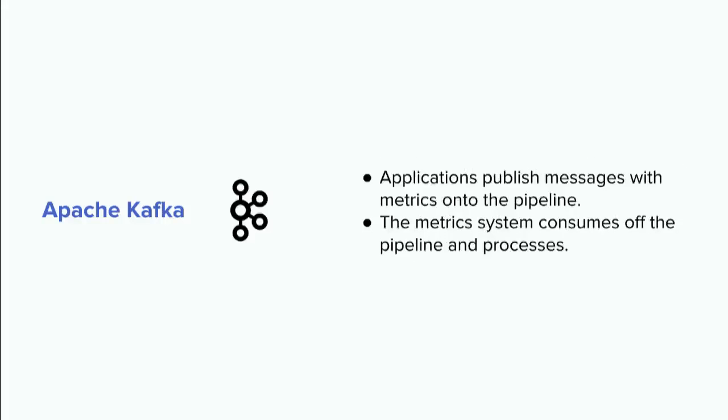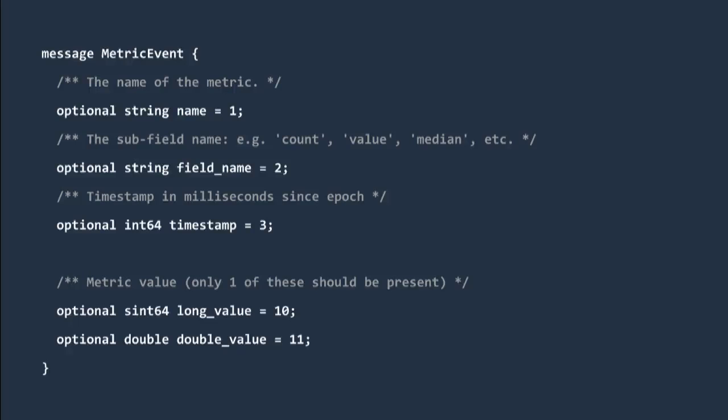We use protocol buffer messages, which are similar to Thrift or Avro, if you've heard of any of those. Essentially, it's a really compact data serialization format. Then we submit those onto the metrics topic that we have for each individual data center. Then our metric system subscribes to those topics to consume the metrics off the pipeline and then stores them in Cassandra.